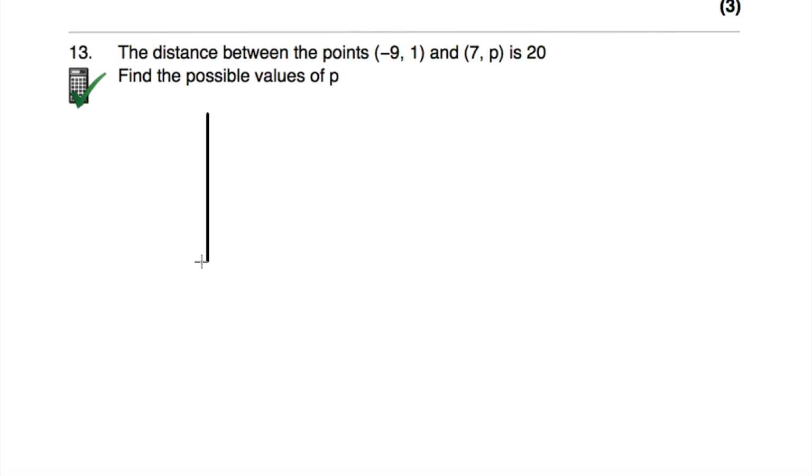So here we've got our y-axis and our x-axis, and we've got the point -9, 1, so -9, 1 would be up there somewhere. And then 7, p, well 7 will be 7 across, so if that's -9, 7 will be over here somewhere. And then that is 16 across. Now the distance between the points is 20, so we need to make a bigger distance than 16. So let's go up a bit. So that could possibly be a position there, so that could be the point 7, p. Alternatively, it could be below, so that the length of that line is equal to 20. So let's put it down there.